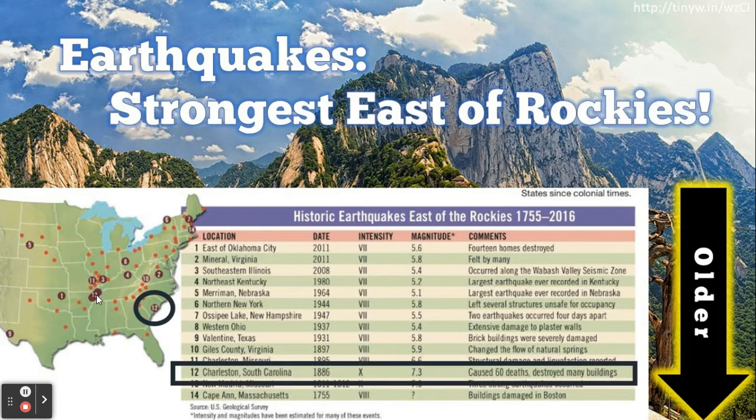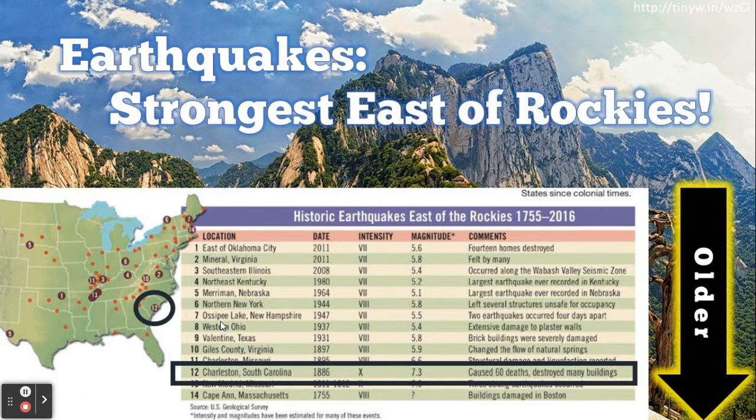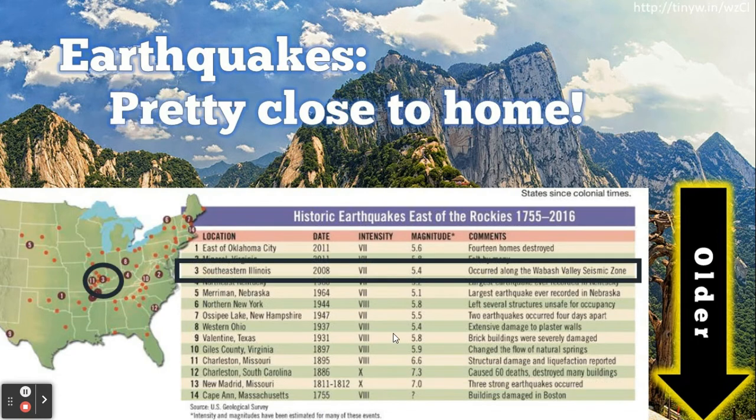Hold on, back up. Here is one of the strongest earthquakes in U.S. history. You don't normally think of New Madrid, Missouri as being a big area for earthquakes, but in fact, one of the biggest in U.S. history happened there. A big one in Charleston, South Carolina. Again, not really a place that you expect earthquakes. I mean, that would be a big earthquake in California at 7.3 magnitude.